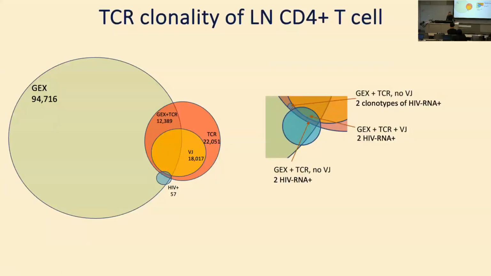So if you see, only two of them had both gene expression, PCR and BDGA, and only two of them had gene expression and PCR without the BDGA, and two of them had only PCR and no BDGA recombination. So what I'm saying is, out of 57 cells, only two cells that we could actually look at specificity of HIV.